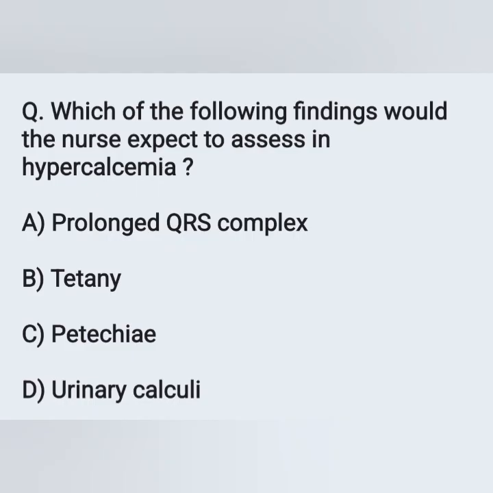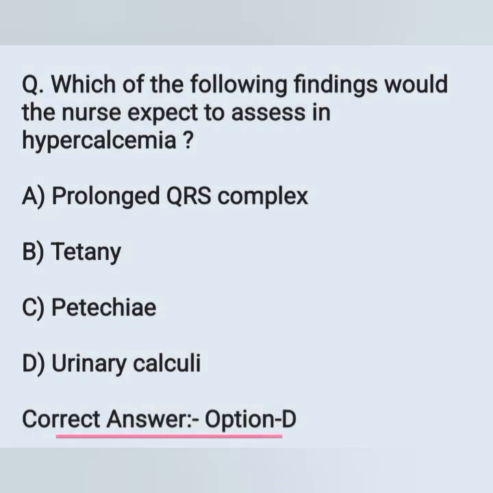Question. Among these options, which finding can we see in case of hypercalcemia? First one, prolonged QRS complex. Prolonged QRS complex we can see in case of hyperkalemia. So that is not a correct answer. And tetany we can see in case of hypocalcemia. And petechiae is not related to hypercalcemia. So the answer will be option D, urinary calculi.